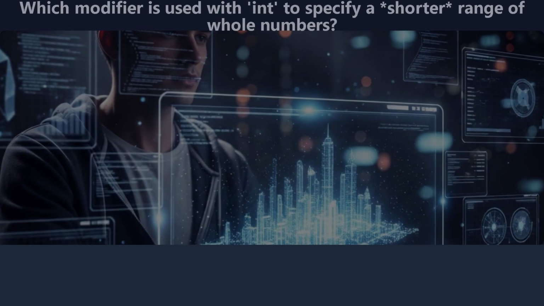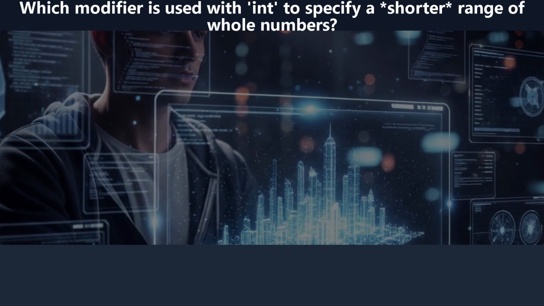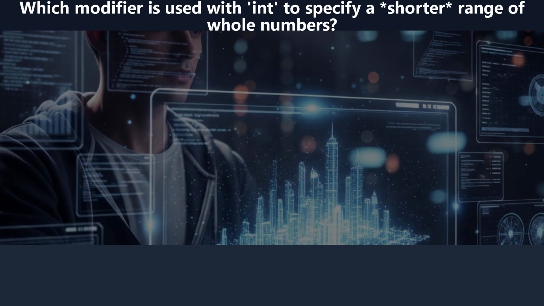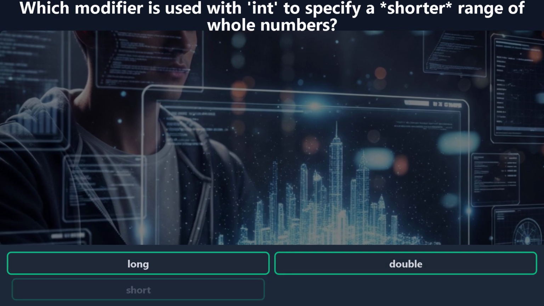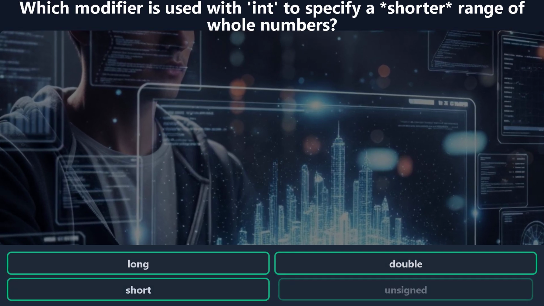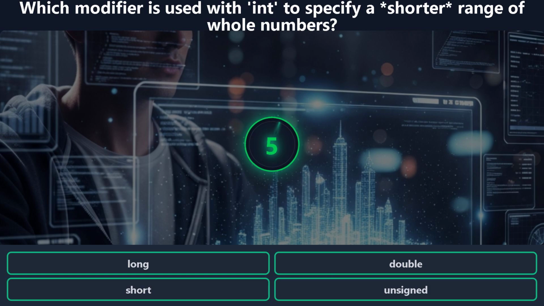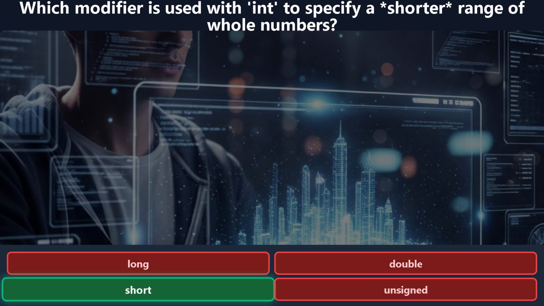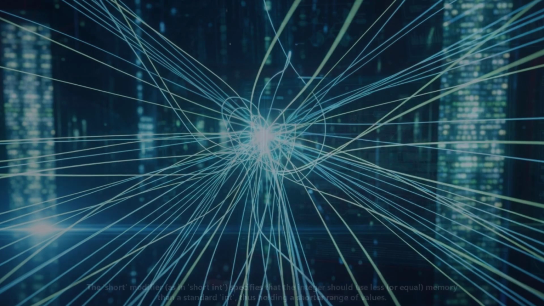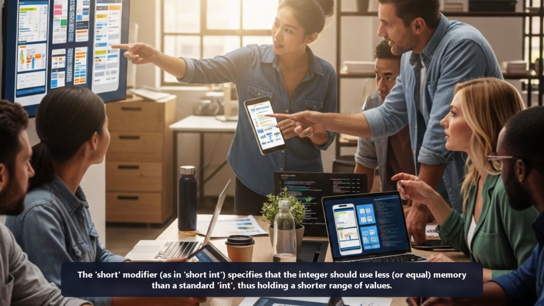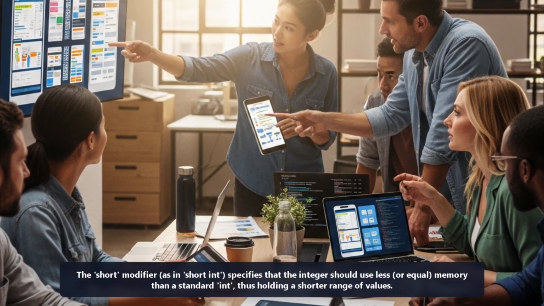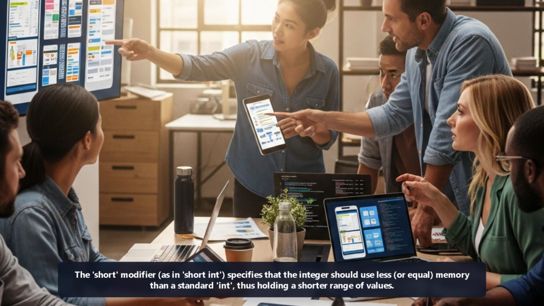Which modifier is used with int to specify a shorter range of whole numbers? Long. Double. Short. And signed. Short. The short modifier, as in short int, specifies that the integer should use less, or equal, memory than a standard int, thus holding a shorter range of values.